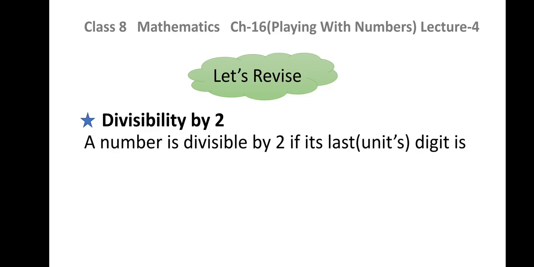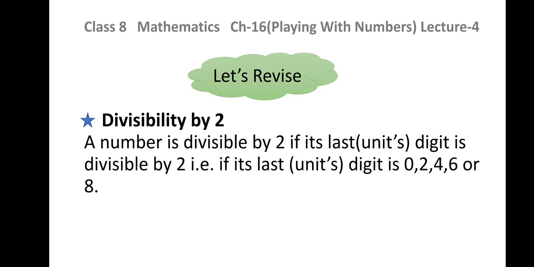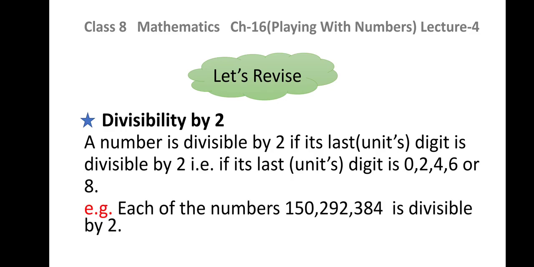So, to find out whether a given number is divisible by 2 or not, we need to check the units digit. That is, a number is divisible by 2 if its last or units digit is divisible by 2. That is, if its last units digit is either 0, 2, 4, 6 or 8. We just need to look at the units digit of the given number, and if it is any of these, then we can say that the given number is divisible by 2. Each of the numbers 150, 292, 384 is divisible by 2.